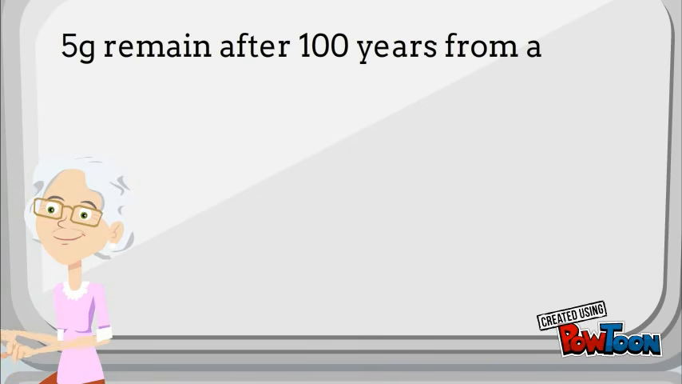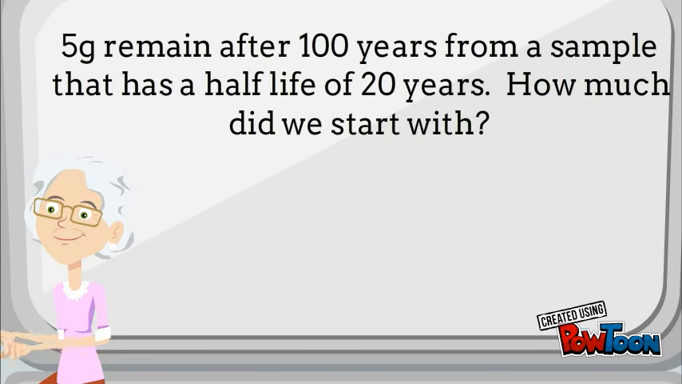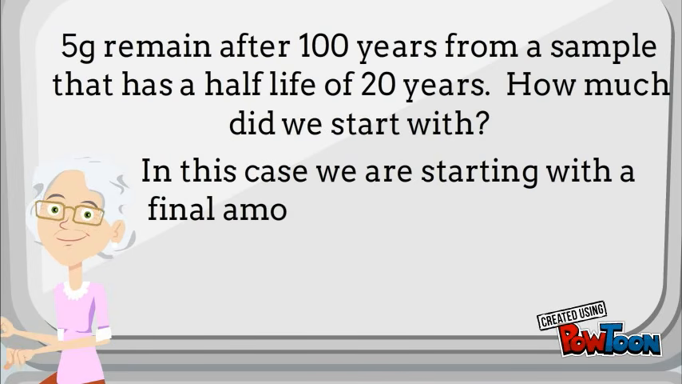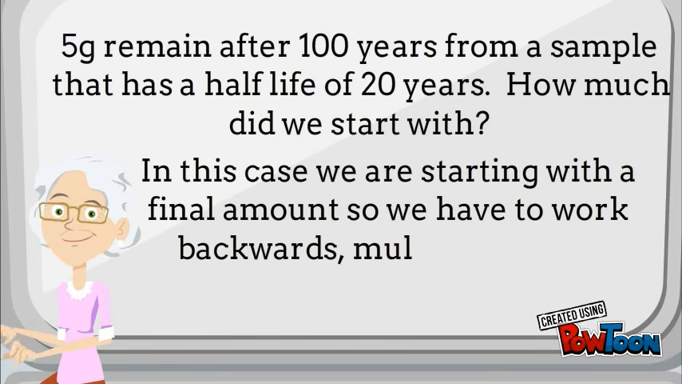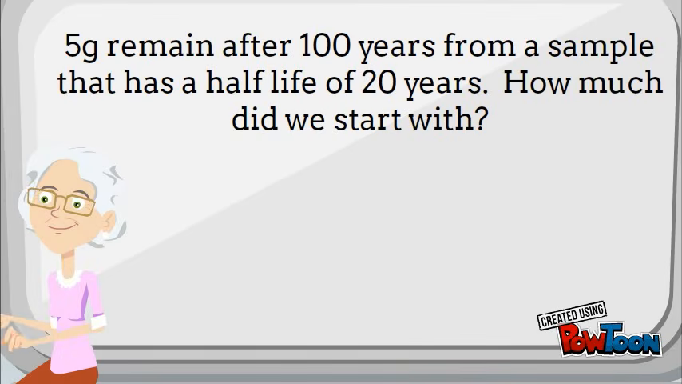Second example, if we have 5 grams remaining after 100 years from a sample that has a half-life of 20 years, how much did we start with? So in this case, we are starting with a final amount, so we have to work backwards, multiplying by 2 instead of dividing by 2. The equation is still the same.